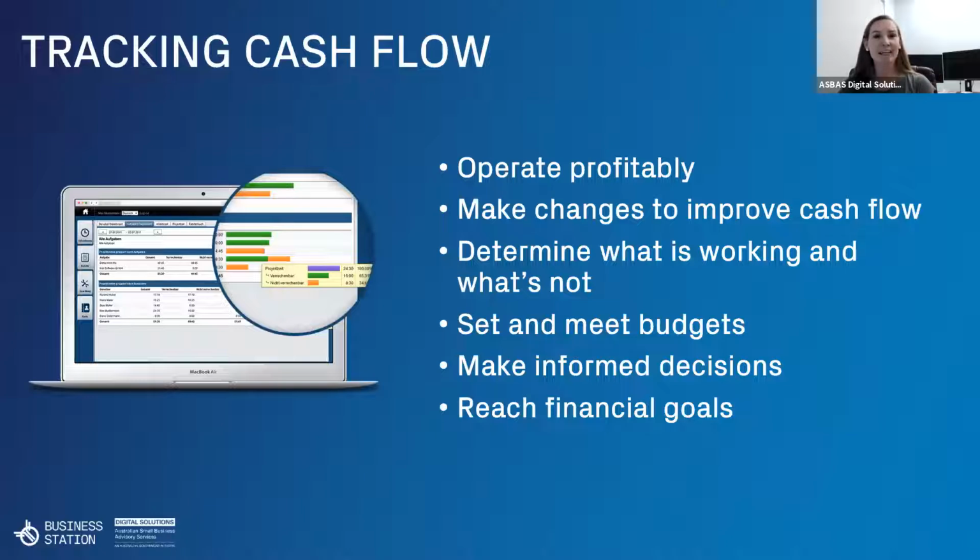All right, so that's where tracking it comes into it. So tracking cash flow really allows you to operate profitably and generate positive cash flow. Otherwise, you need to make necessary changes to improve your cash flow. For example, you might identify that you need to reduce certain expenses, or where you can't reduce expenses, you have to increase revenue in particular areas. It'll allow you to look at what's working and what's not as well. You'll be able to set budgets on what you know you need to achieve at certain times, and then track your actuals against your forecast to make sure that you're meeting those budgets.